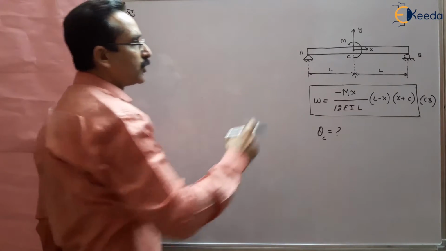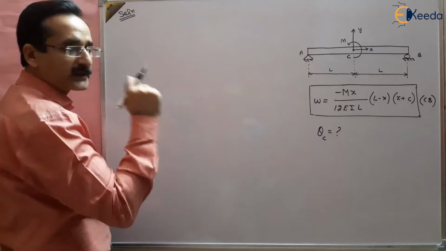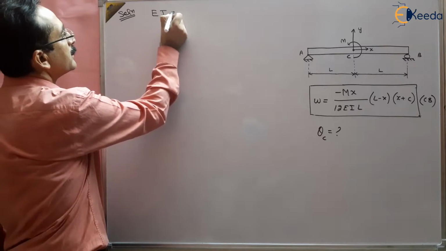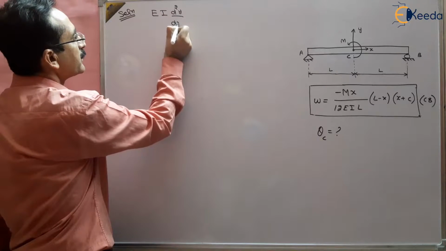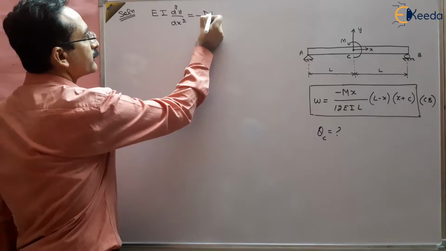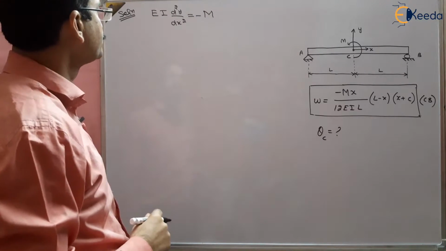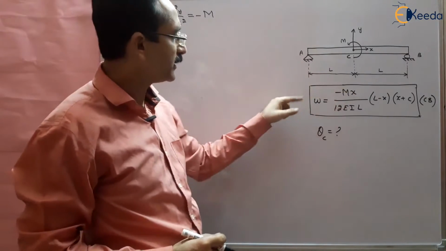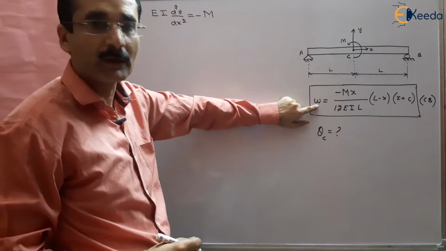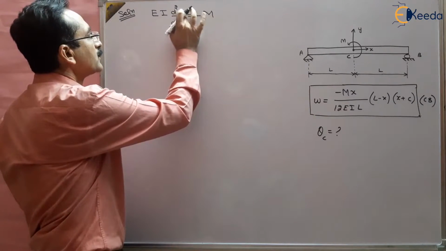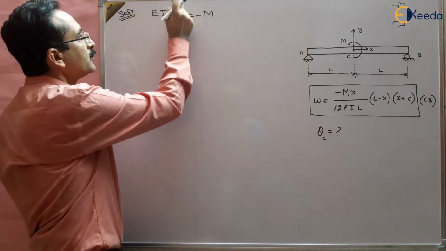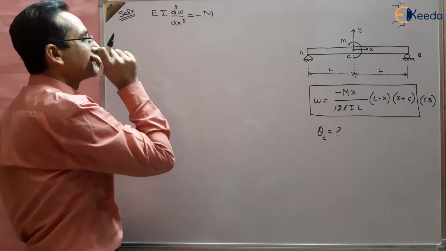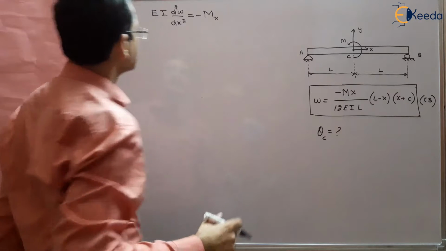Now if we want to find out the slope, then we have to use the deflection equation. We know the equation is EI d2y by dx square equal to minus M. Here y is basically deflection, which in the question is given as W. So we can replace y with W: d2w by dx square is equal to minus M at a certain distance x.